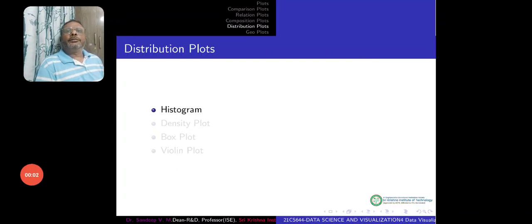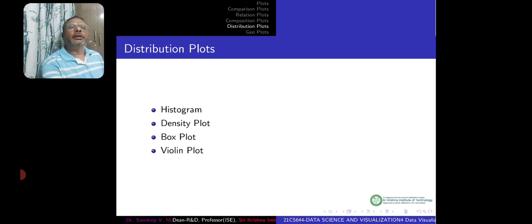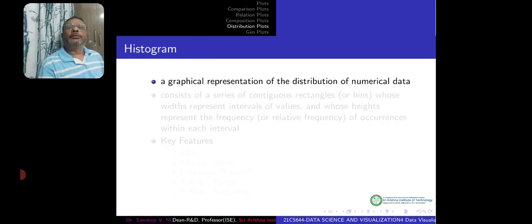The next set of plots we look at now is about the distribution plots. Here we look at a histogram, then the density plot, box plot, and violin plot. So let's begin our journey with the histogram.